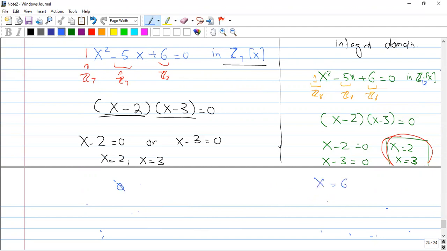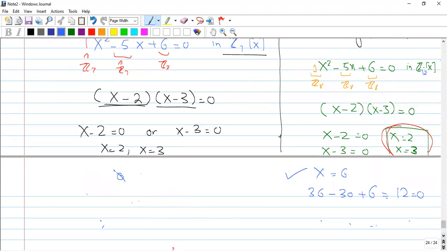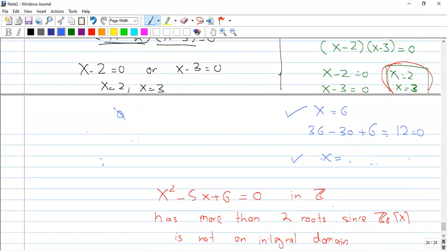then I will get 36 minus 30 plus 6, which is equal to 12, and which is equal to 0. So x is equal to 6 is a root. In the same way, you can find one more root. At least now for this equation you can say that in Z12 the roots are more than two. This problem arises because it is not an integral domain. But if you are working in an integral domain, you will find exactly two roots of a quadratic equation.